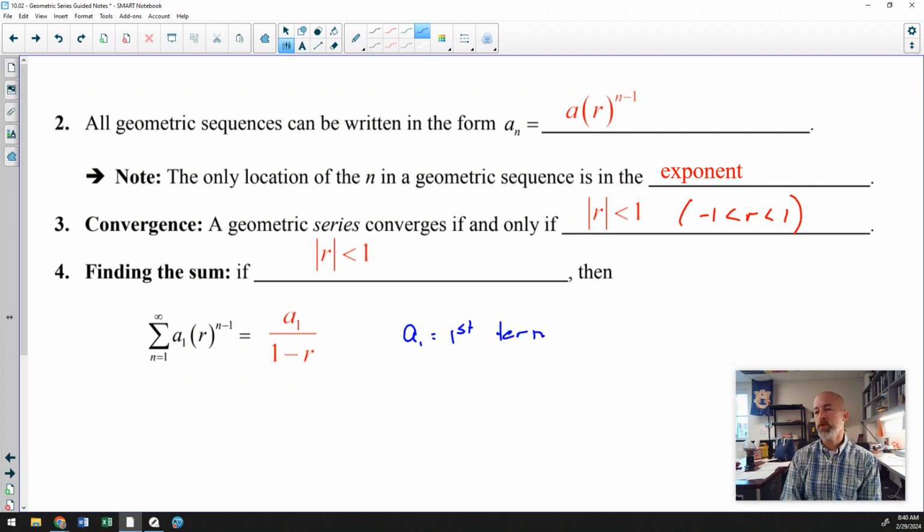And one thing you want to look out for, I have written here a sub 1 times r to the n minus 1. And in that exact form, the constant here is the first term. However, it really depends on where n begins and what this exponent is. Every now and then you will see a series written in the form a times r to the n power. And I suggest to find your first term, simply plug in whatever the first value of n is. Don't assume that that is your first term, because it may not be, and we will probably look at one where that is the case later on.